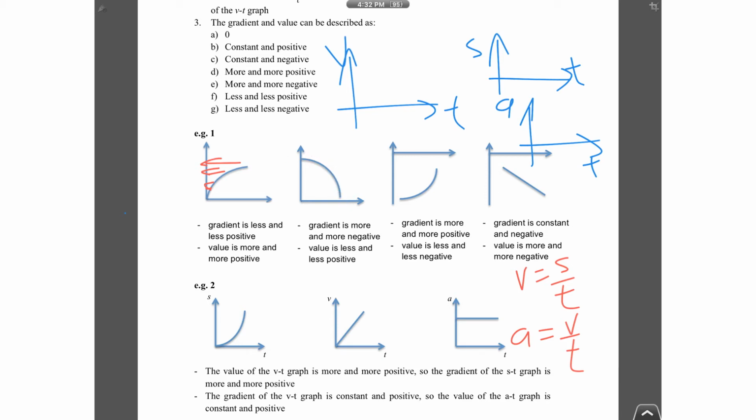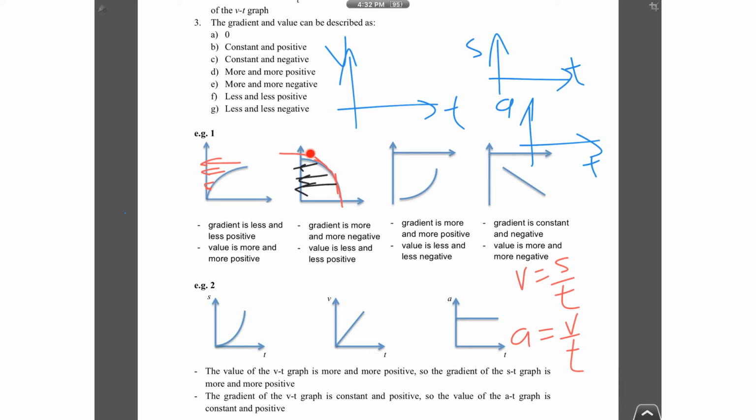Easier to climb down or harder? Harder, because it depends on what's your definition of easier or harder. Easier as in you roll down faster. But it's hard to balance yourself, right? But if you look at the tangent, is it getting steeper or less steep? So we will call the gradient more and more negative. Do you understand? But if you're looking at values, then we must look at the y-axis value.